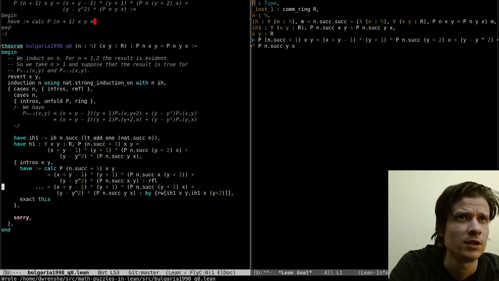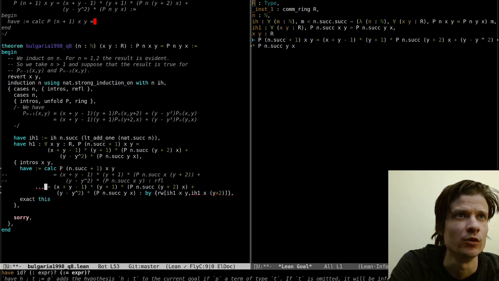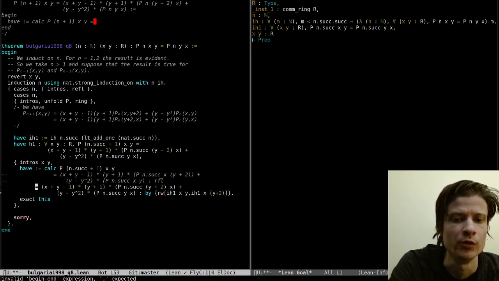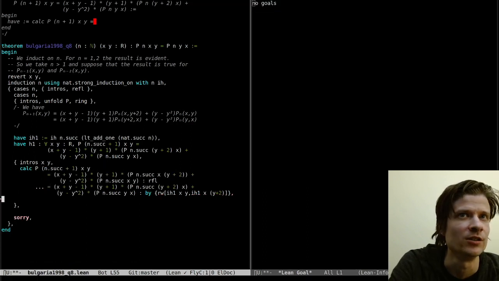And I wonder if we even need this first thing. I think we probably do, because we need to unfold the definition of P. But we can at least get rid of this, and that's all. So now that is our first little lemma.